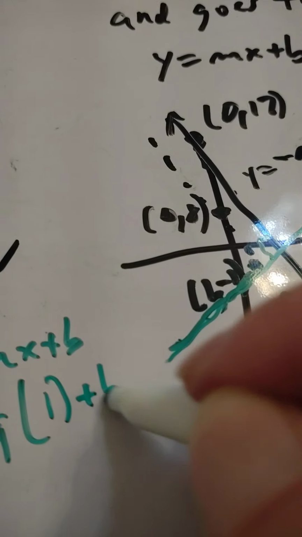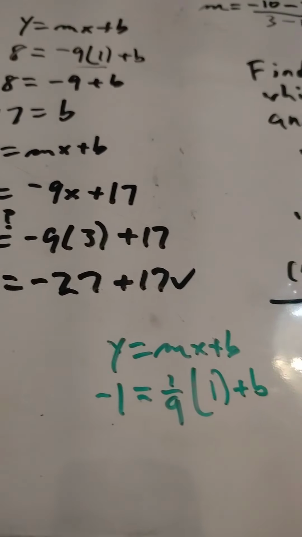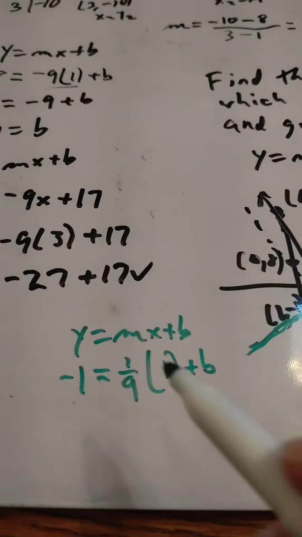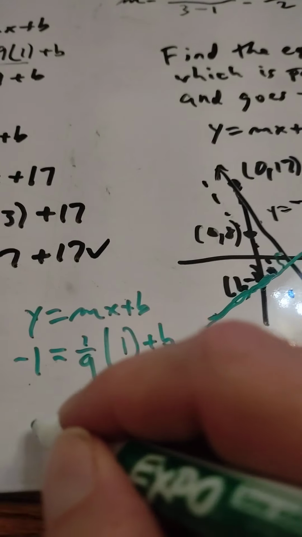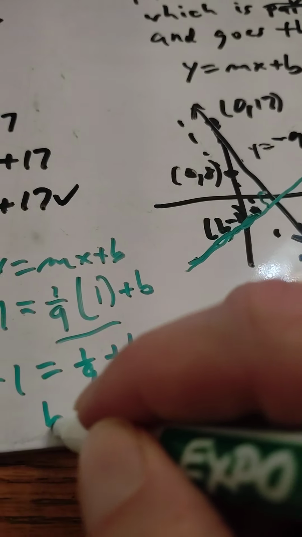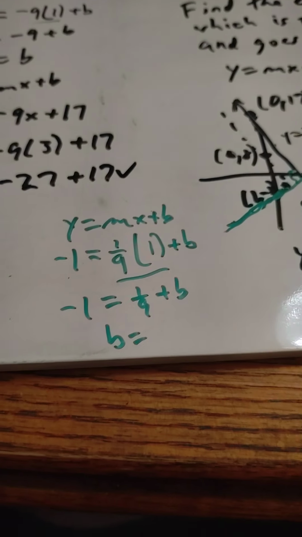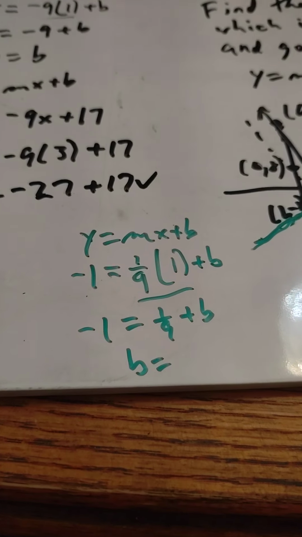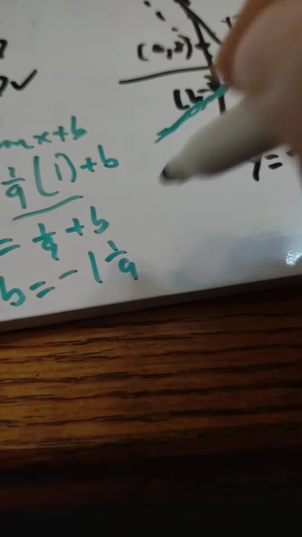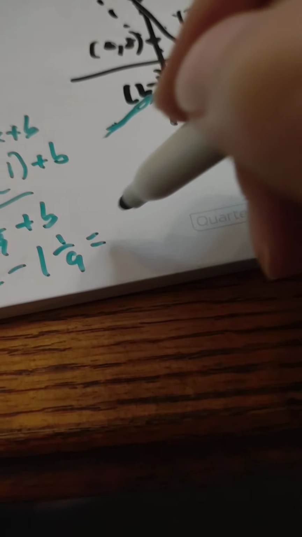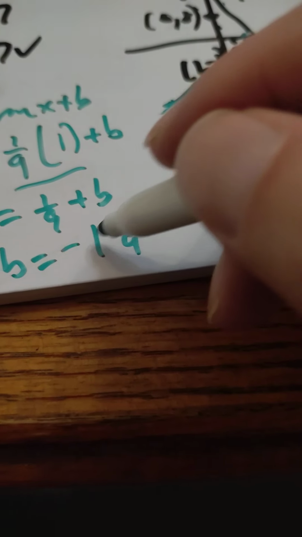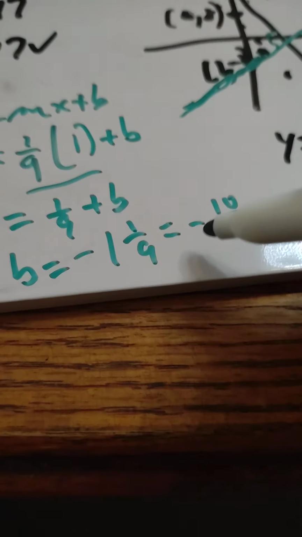And then plus b. Notice we were doing this, writing the equation of a line. You write down y equals mx plus b, and then you fill in for all the variables but b. Immediately multiply these two together. So our next step is negative 1 equals 1/9 plus b. What does b equal then? Subtract 1/9 from both sides. What's negative 1 minus 1/9? Negative 1 and 1/9, which is the same thing as negative 10/9. 9 times 1 is 9, plus 1 is 10 over 9, and it's negative.